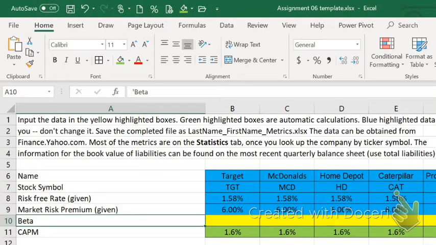Alright, in this video I'll demonstrate how to go pull the data that we want pulled for the other 6 companies besides Target. I'll go ahead and pull Target, and then you'll have the data up there to look at, so when in doubt you can always go back and look and see where that came from.